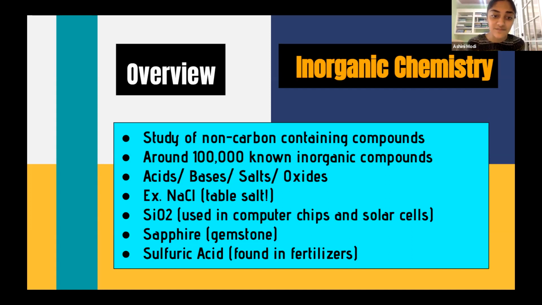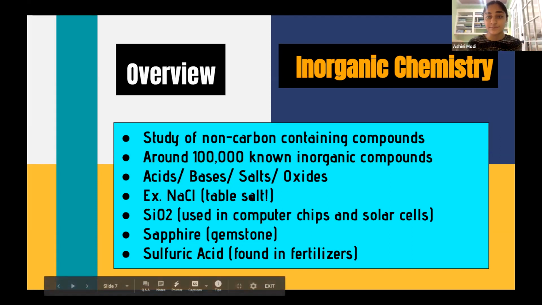You also have silicon oxide, which is used in computer chips and also solar panels. You have sapphire, which is a gemstone, and you have sulfuric acid, which is found in fertilizers. So inorganic chemistry is readily available all around us.